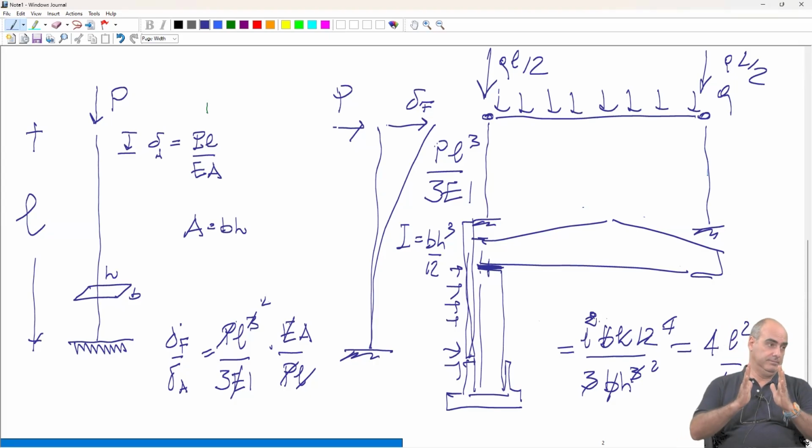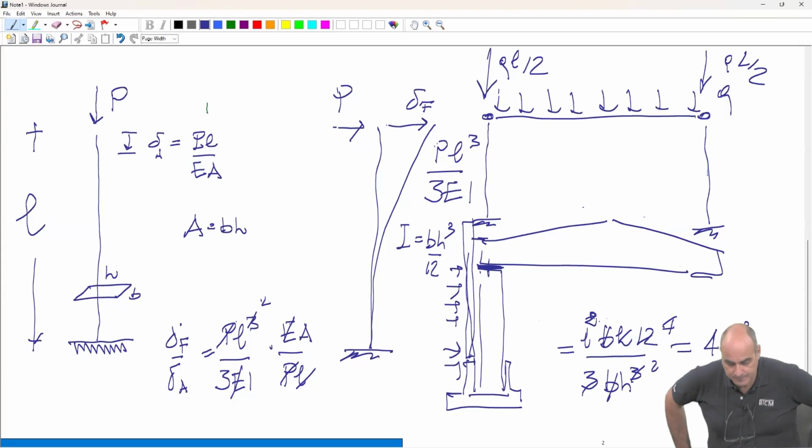We have a column which is subjected to a force. This force can either be axial or can be lateral. Actually, the lateral deformation, if we accept the fact that generally in beams, the column is 10 times the cross-section depth, more or less, well, the flexural deformation, the lateral deformation, is a few hundred times larger than the axial deformation.